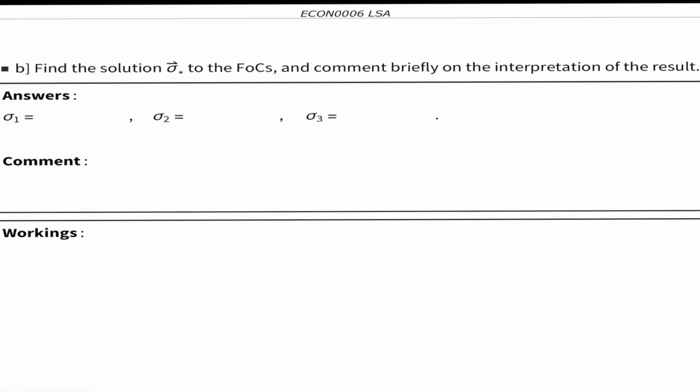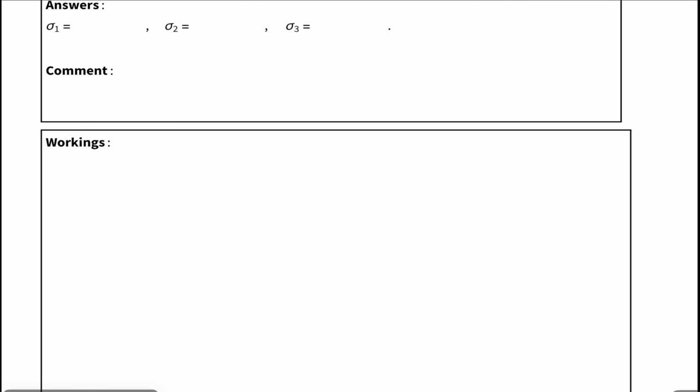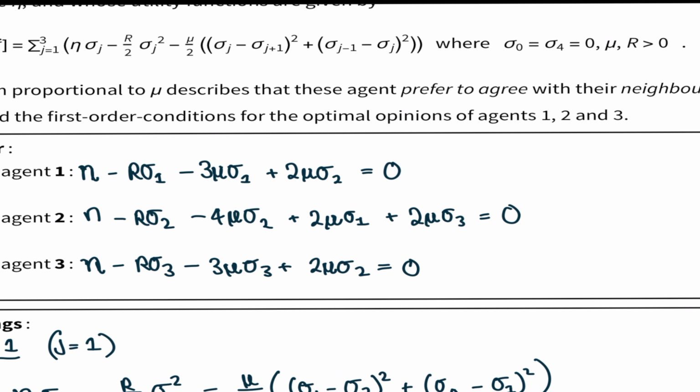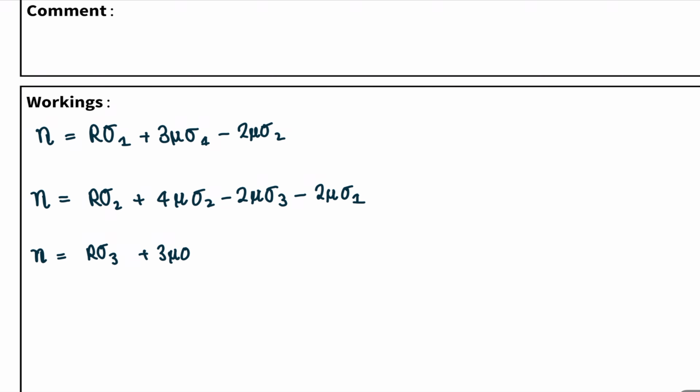Part B is now telling us to find a solution to the first order conditions and comment briefly on the interpretation of the result. Cool. So if we now just rewrite the first order conditions, I'm going to move all of these to the other side so they're all equal to eta. We get eta is equal to r sigma 1 plus 3 mu sigma 1 minus 2 mu sigma 2. Doing the same for the first order condition for agent 2, we get this.